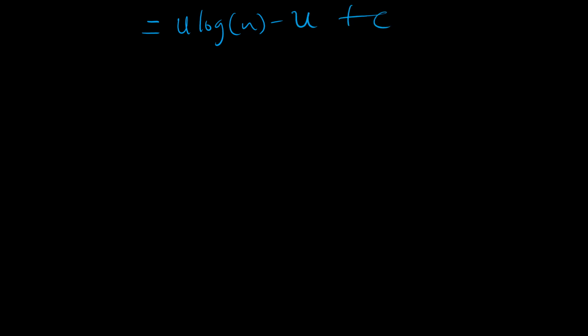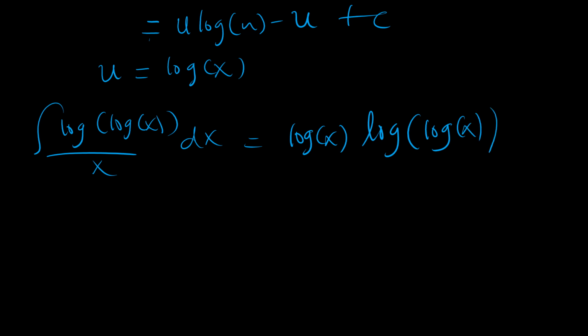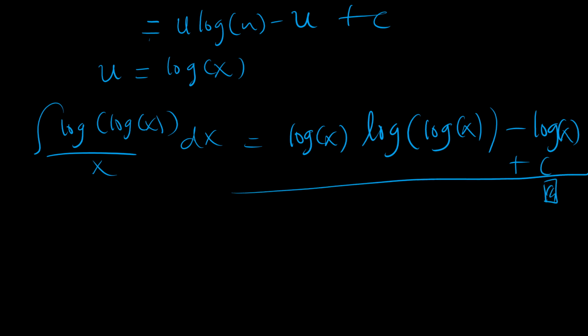Plus c, and since we said that u equals log of x, that means that the integral of natural logarithm of x all over x dx is the same as, where u appears, we substitute with natural logarithm of x, so we have natural logarithm of x times log x, minus log x plus the integration constant. So that is our answer.